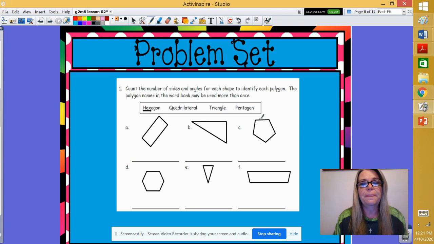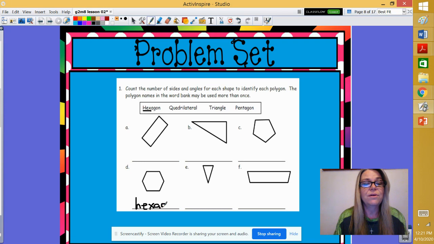That one doesn't have 6 sides. Let me check this one. 1, 2, 3, 4, 5. Nope, it only has 5 sides. Let's check this one. 1, 2, 3, 4, 5, 6. There we go. This one has 6 sides. So it's going to be a hexagon.